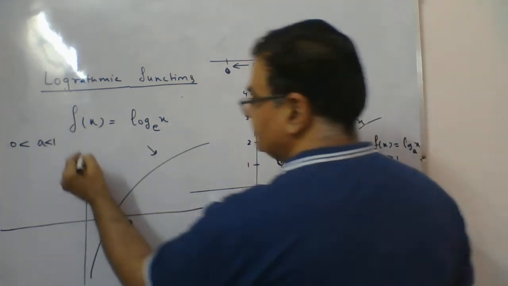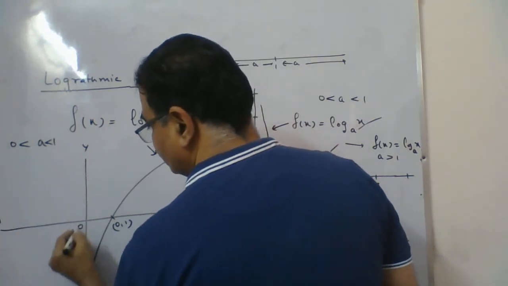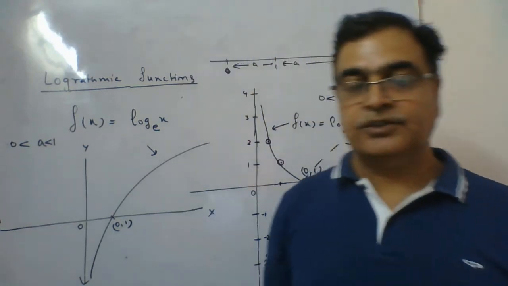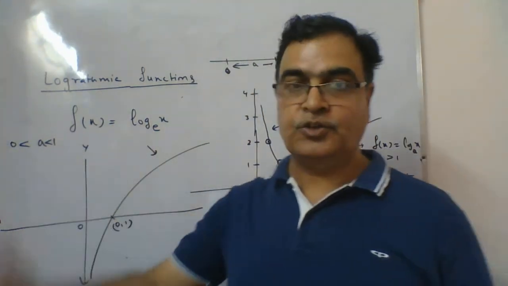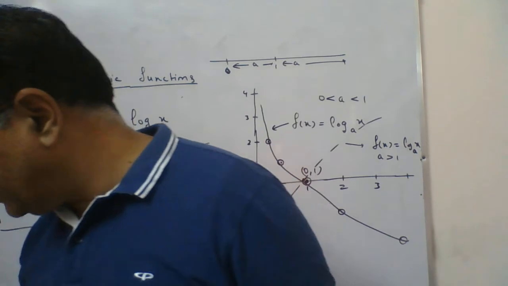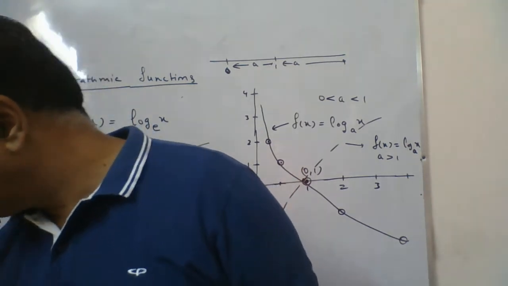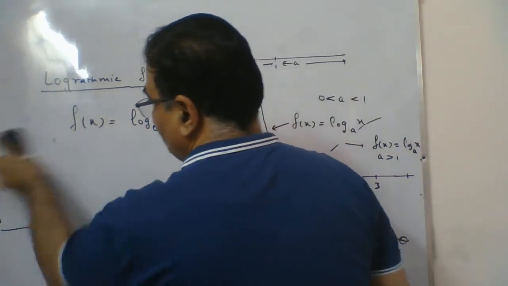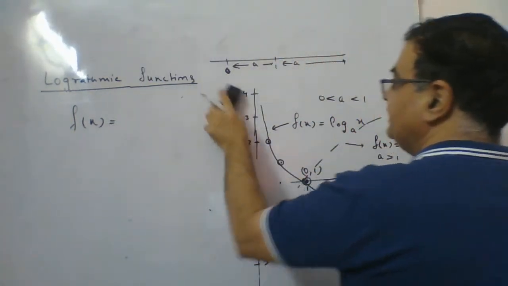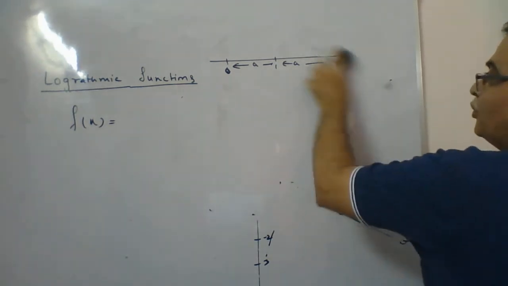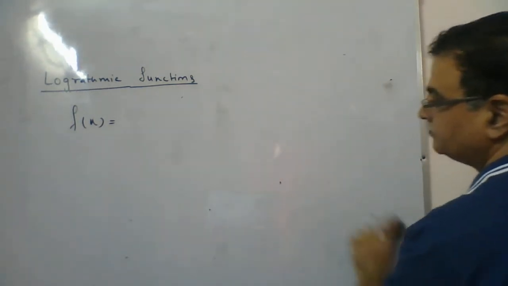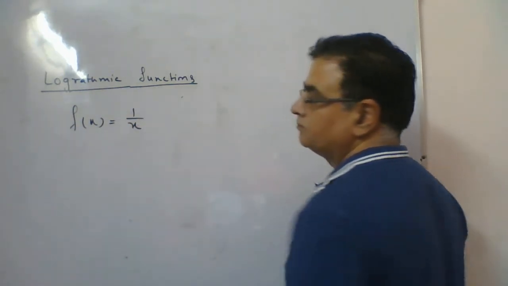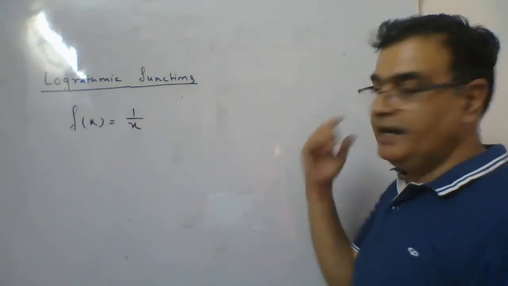This is x-axis, this is y-axis. So this way you will be having the graph that will be called a logarithmic function. Then the next function is the reciprocal function. One function more is there, reciprocal function. f(x) is 1 by x, reciprocal function.